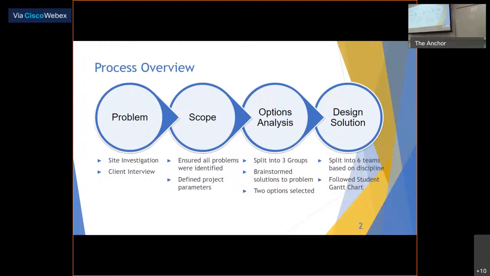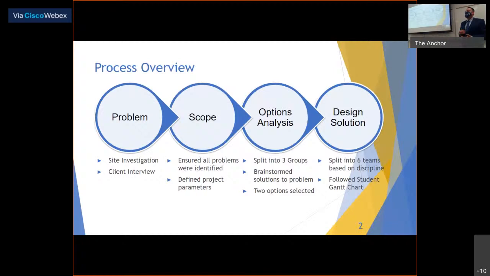Thank you very much. We had some technical difficulty there, but we're going to begin with the problem in this process. I'm going to take a step back and readdress. So we began the process with a site investigation, as well as gathering preliminary information. And this is the beginning of any engineering design process.